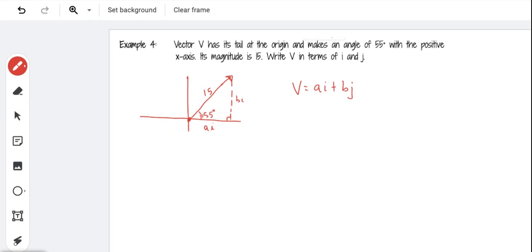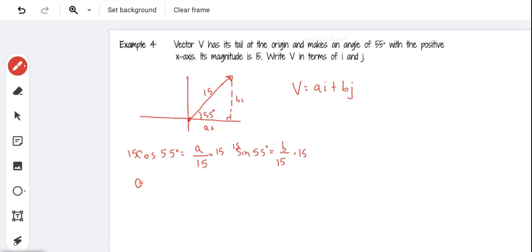So I know that A is the adjacent side. I've got the hypotenuse, so I could say the cosine of 55 degrees is equal to A over 15, A representing the length of this vector. And I could say the sine of 55 degrees is equal to B, opposite over hypotenuse, over 15. And so then I can multiply both sides by 15 and represent A and B.